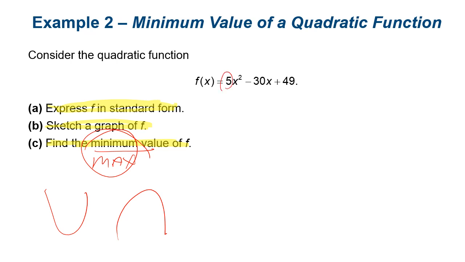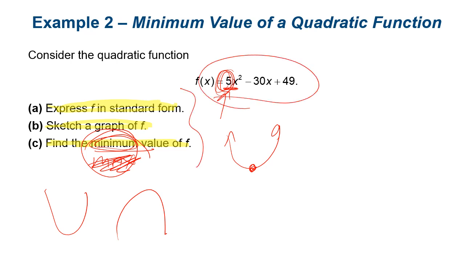Now, right away, you can look at this and say, I know I'm going to have an upward parabola, just because that number out in front of the x squared is positive. So if it's an upward parabola, I know I'm going to have a minimum. So I can now scratch out max. So we're going to do all these things for this function.